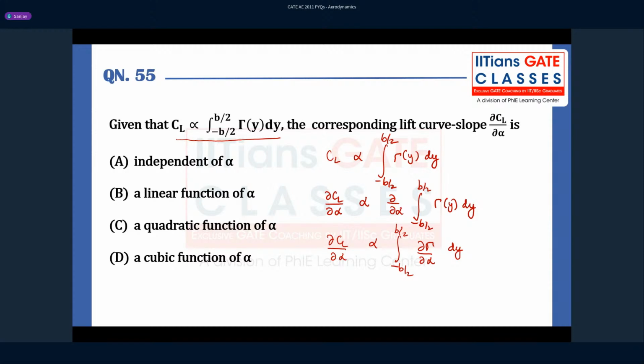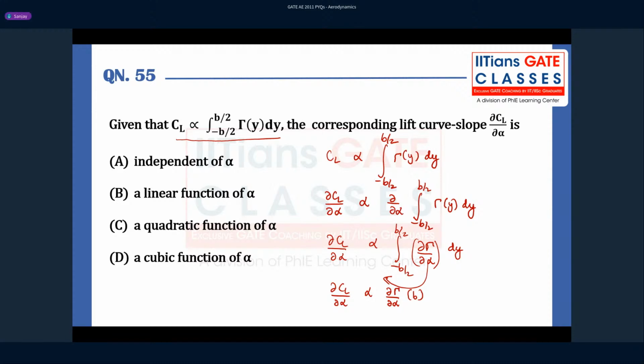Okay. See guys, gamma is a function of y, right? Gamma is a span-wise function of y. So dou gamma by dou alpha does not depend on y. So this derivative is a constant with respect to the integral, right? So you can pull this out of the integral. So this becomes dou CL by dou alpha directly proportional to dou gamma by dou alpha times this integral, right? So if you evaluate this integral, you will get b.